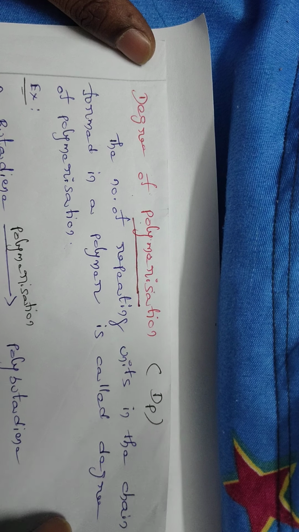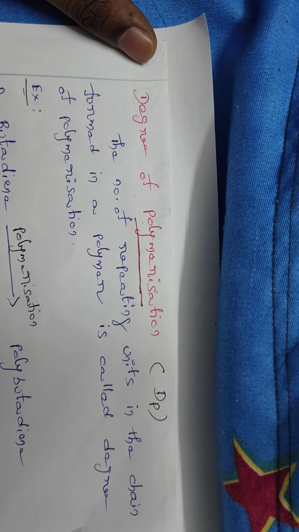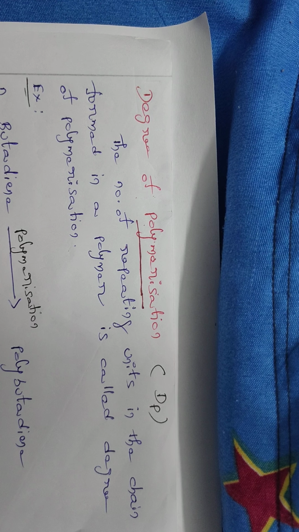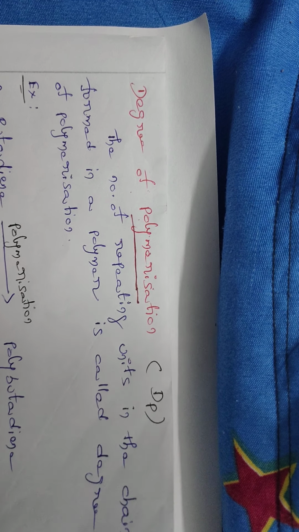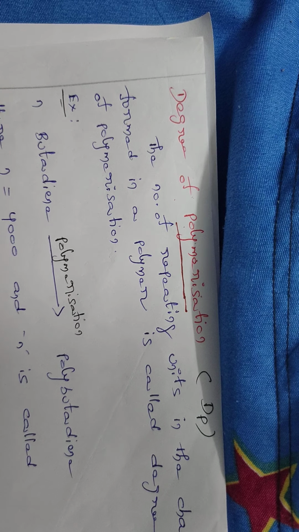For example, if polyethene is a polymer that is formed by the combination of 500 ethene molecules, the degree of polymerization is 500. For example, polyvinyl chloride. PVC is a polymer which is formed by the combination of 100 vinyl chloride molecules, so the degree of polymerization is 100.